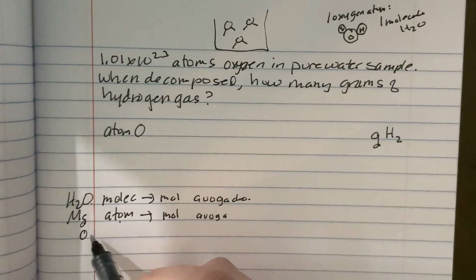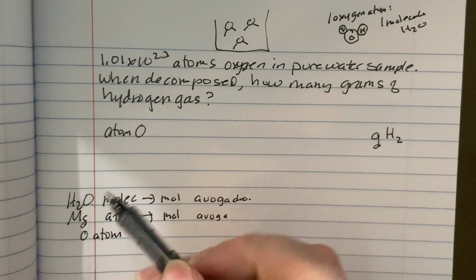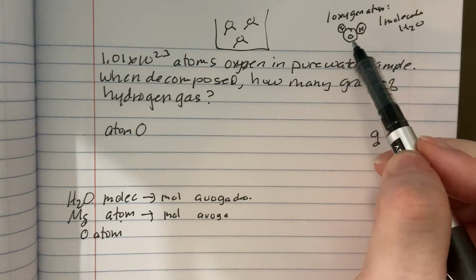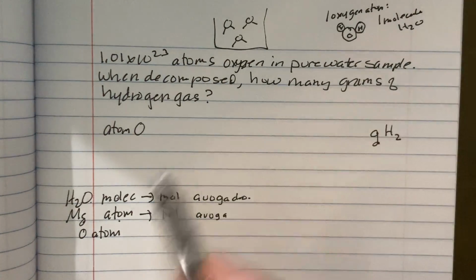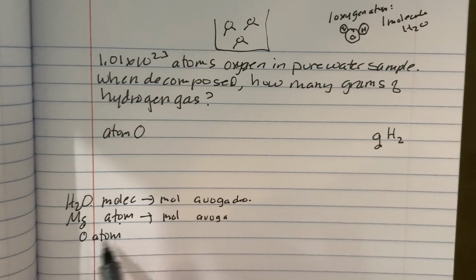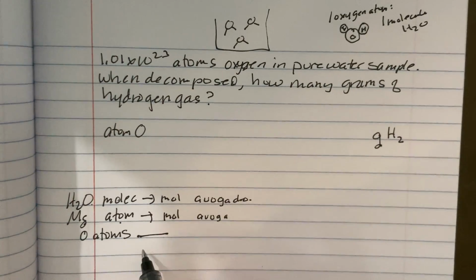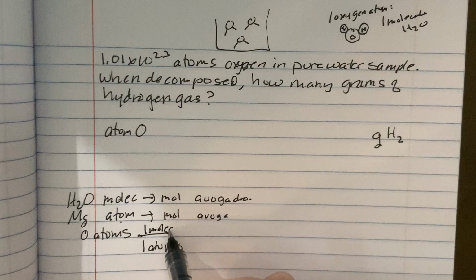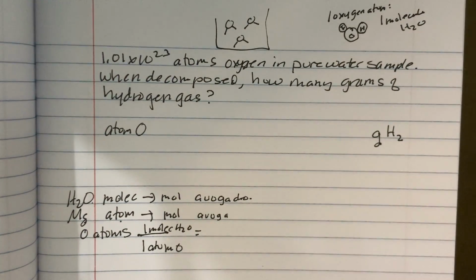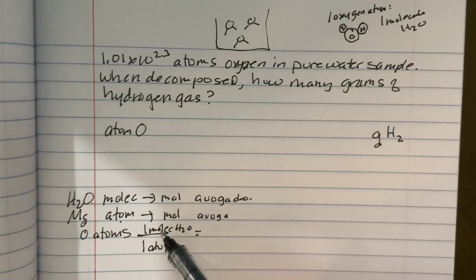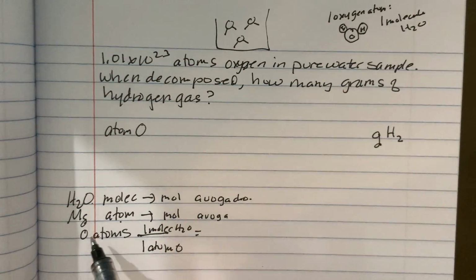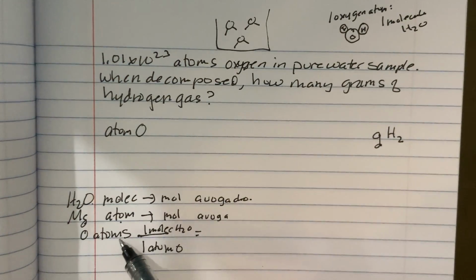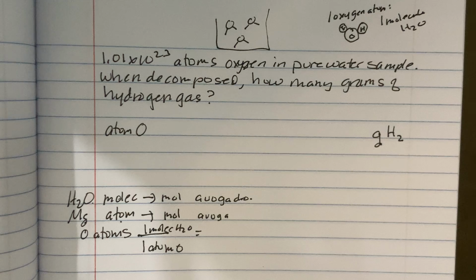But here we have an oxygen atom. Okay? It's not by itself, it's in water. So we have to first go oxygen atoms, where there is one atom of oxygen for every one molecule of H2O. So in this case, it's a 1-to-1 ratio. So if I had 10 atoms of oxygen, I'm going to have 10 molecules of water.